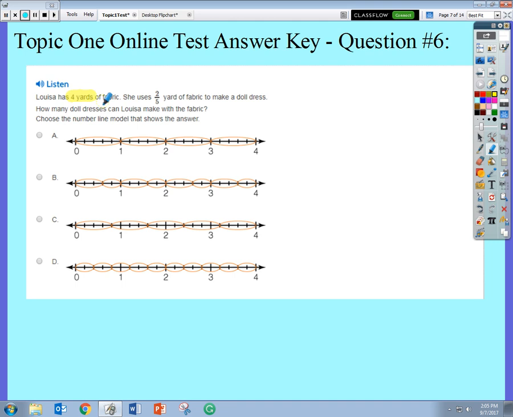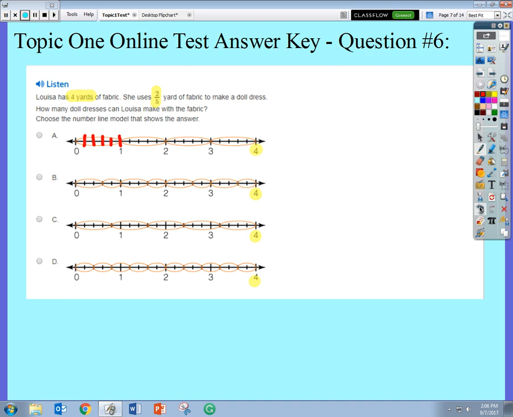Now, what I notice, first of all, is that all of these have 4 yards. So far, all of these answers are good. Now, she's using 2/5 of a yard for each doll dress. I go through here. This yard is broken up into 1, 2, 3, 4. Oh, that's fifths. 1/5, 2/5, 3/5, 4/5, 5/5. Okay, that makes sense. Does it continue to break evenly? 1/5, 2/5, 3/5, 4/5. All right. Then we'd have 10/5 there. 1/5, 2/5, 3/5, 4/5, 15/5. Okay, so that's all broken into fifths.